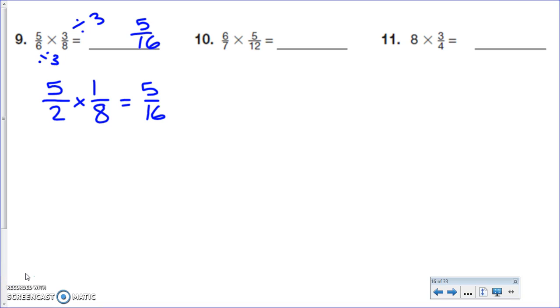For 10, we have 6/7 times 5/12. We know 5 and 7 cannot cross simplify, but 6 and 12 do share a common factor of 6. We're going to divide both 6 and 12 by 6. So now we have 1/7 times 5/2. So 1 times 5 is 5, and 7 times 2 is 14. Gets us 5/14, which cannot be simplified.